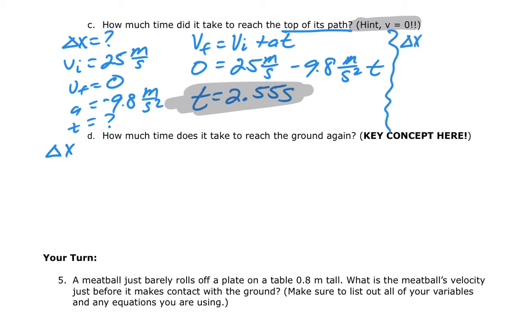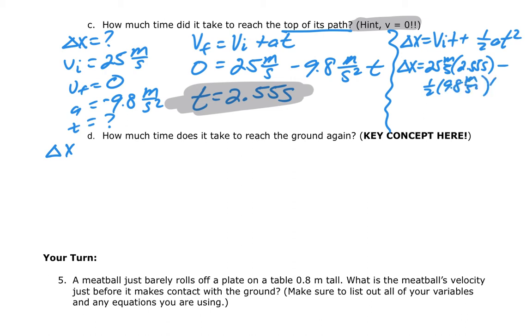So I'm going to say that delta x is my initial velocity times my time plus 1/2 at squared. I already know my initial velocity, I know my acceleration, and I found my time in the first part of problem C. So I can plug in what I know. Delta x is 25 meters per second times 2.55 seconds minus 1/2 times 9.8 meters per second squared times that 2.55 seconds, and I have to square all of that. People love to forget to square that time there.